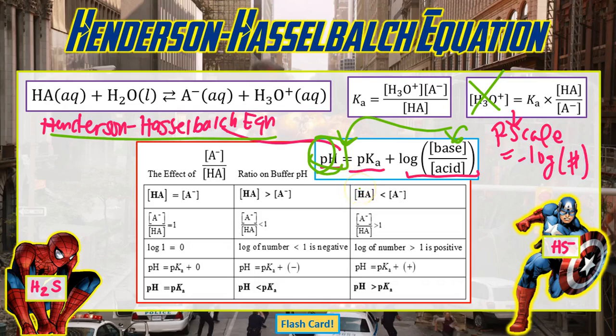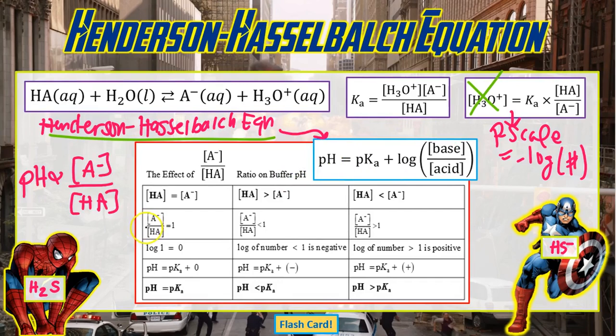Another thing is sometimes you could just have an equation that already gives you the base and the acid and the Ka value, and you simply just plug it into the overall equation. So we'll be able to get to see a couple of those examples as we go along. We can then categorize the effective buffer ratio on buffer pH, as you see in this little mini table here.